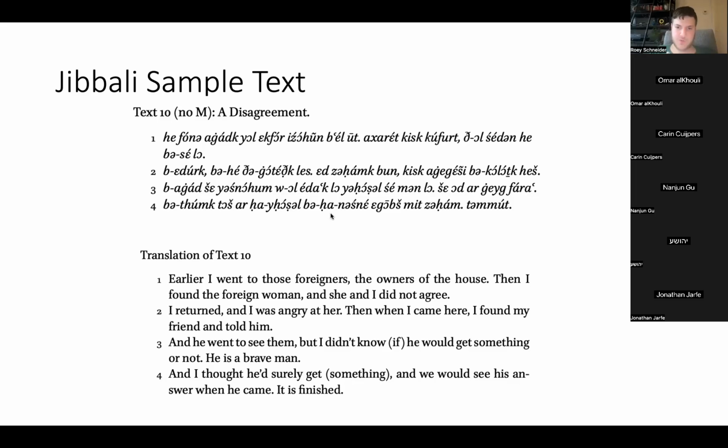and to let us go see بخنشني إجابش mit زحام. His answer, إجاب, so jawab, but with the definite article because there's a possessive suffix. Meet, when, زحام, he came. It is finished.